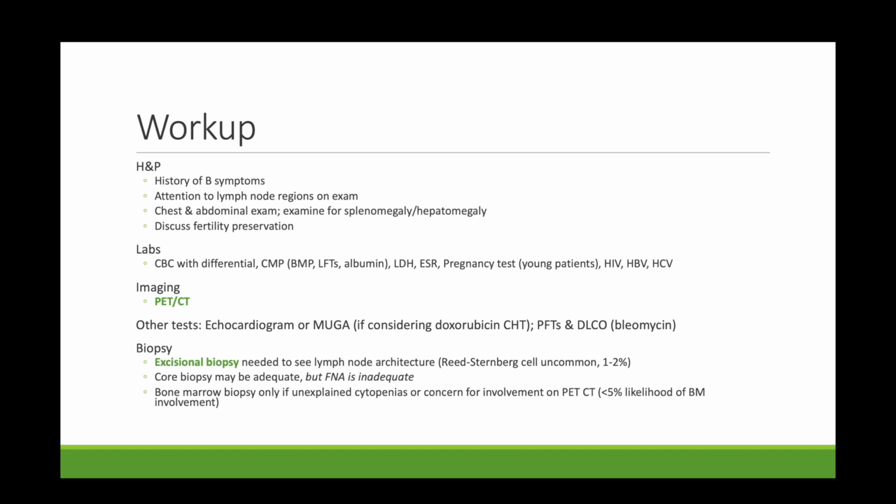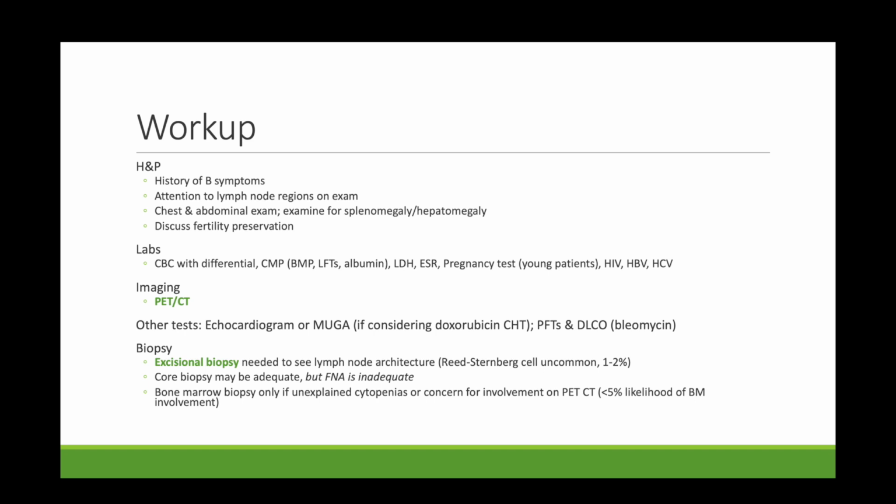Imaging, PET-CT is really the gold standard, and we can also think about other tests such as an echocardiogram or a MUGA scan if we're considering doxorubicin for chemotherapy, because remember that affects our cardiac function, and also PFTs and DLCO if we're thinking about chemo including bleomycin. So kind of thinking ahead of what the treatment is going to be and what those drugs are going to be. Additionally, if patients are going to need splenic radiation, you can consider prophylactically vaccinating them with encapsulated organisms. So our pneumococcal, Haemophilus influenzae, and meningococcal vaccinations, the encapsulated organisms that the spleen protects us from.